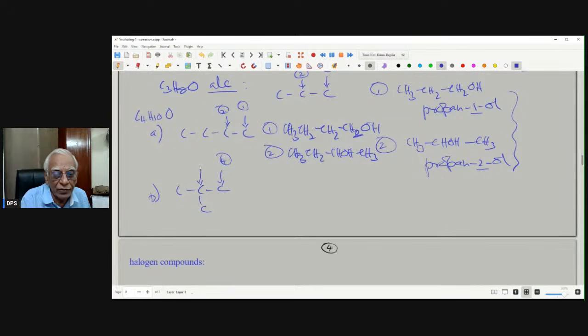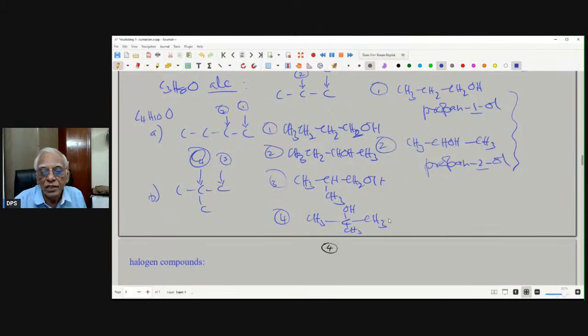Or I can have the OH group on this particular carbon atom. So this is going to be 3 here, this is going to be 3 here, and this is going to be 4 here. What is going to be 3 here? It is going to be CH3, CH, CH3, CH2, OH. What is going to be 4 here? CH3, C, OH here is attached to CH3 here and CH2.